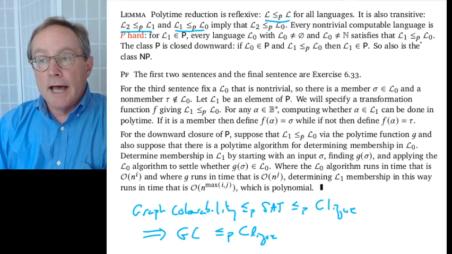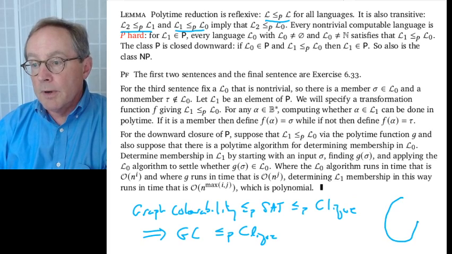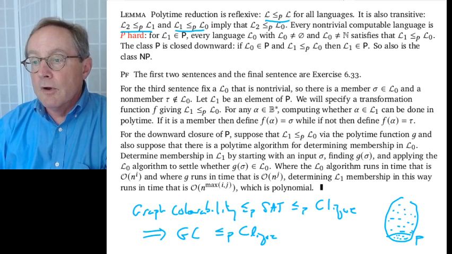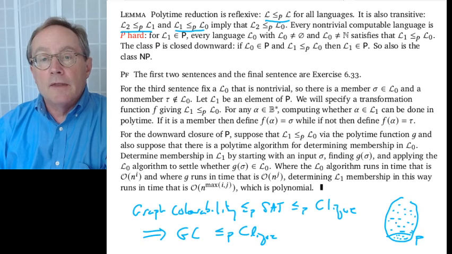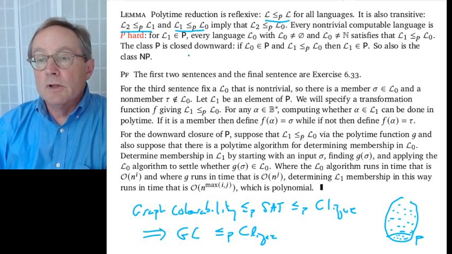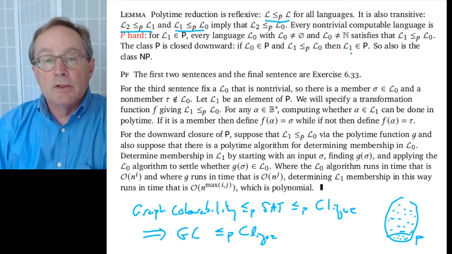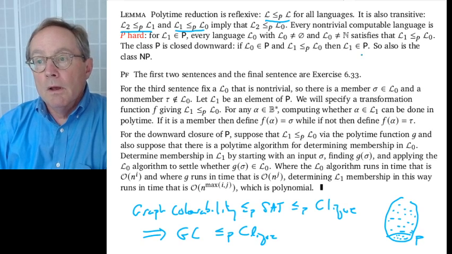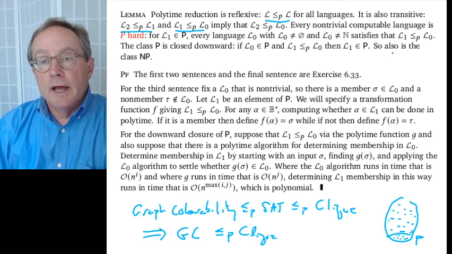So my picture that I drew earlier of all the problems, I put the problems in P down at the bottom. So that's based on that line right there, that everybody here is above a polytime problem. And then finally, the class P is closed downward: if L0 is in P and L1 polytime reduces to L0, then L1 is in P. So again, I have the P's down at the bottom. And NP is also closed downward.